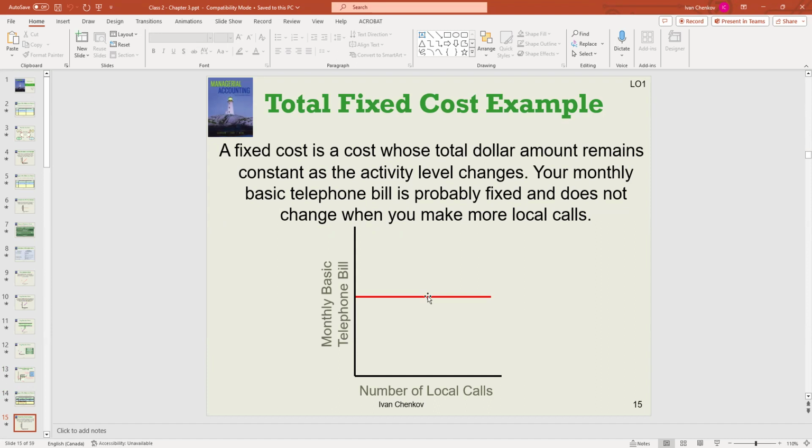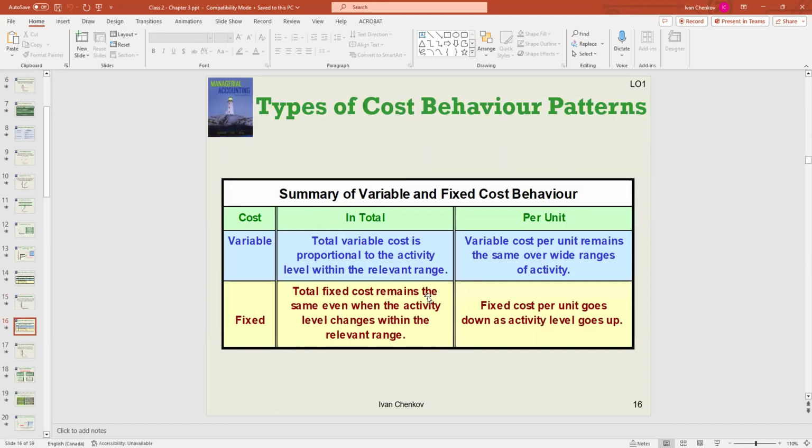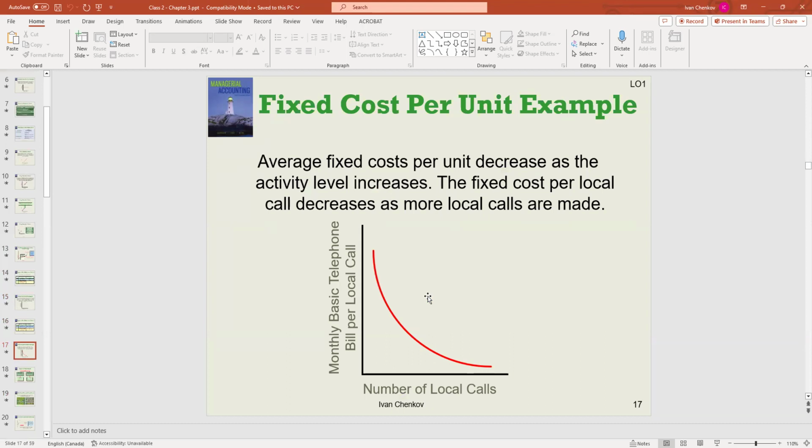Now the question is, can you utilize that cost? Can you make that cost work for you, to use it to the maximum extent in order to reduce the cost per unit? Because fixed cost per unit is always going to go down as long as you're using it. So the more you ride the SkyTrain, the less the cost per ride is going to be.